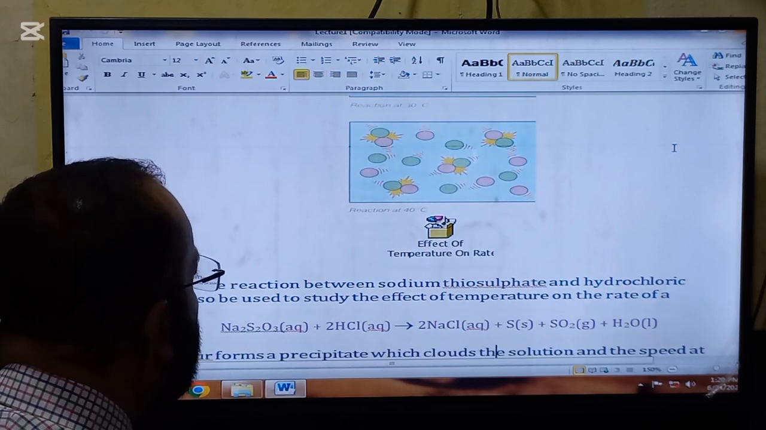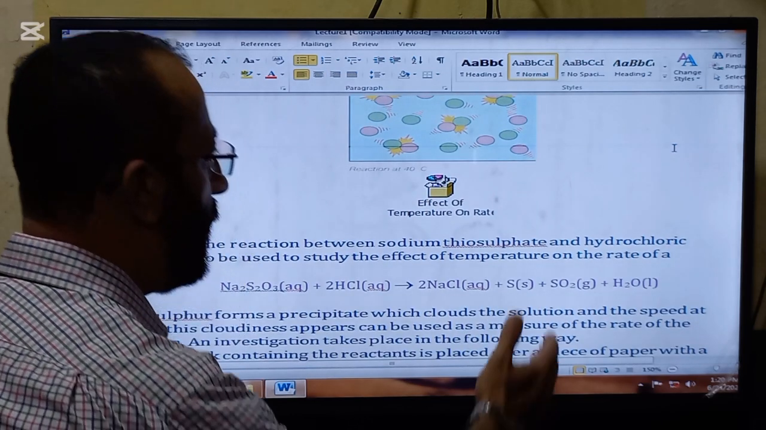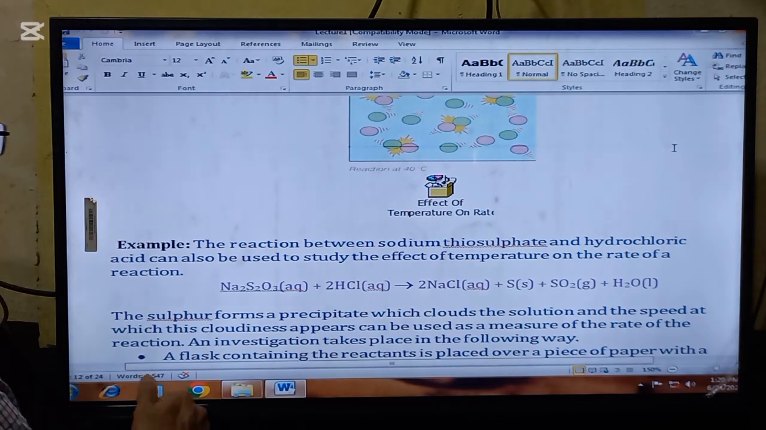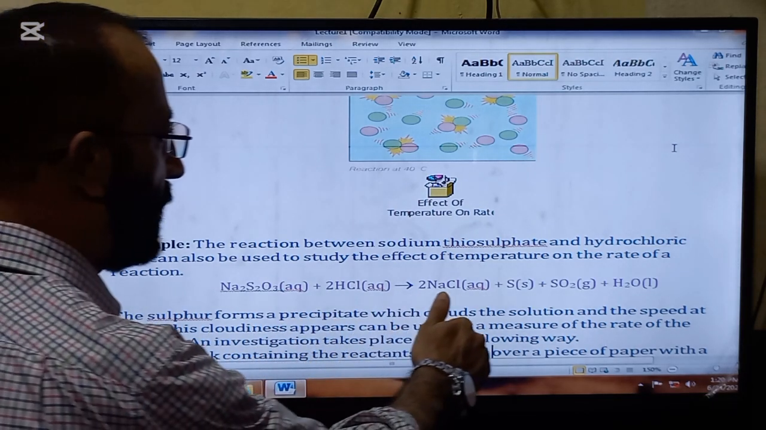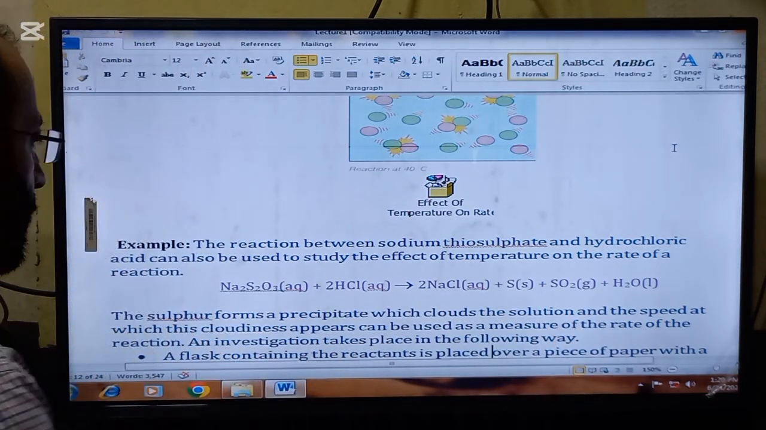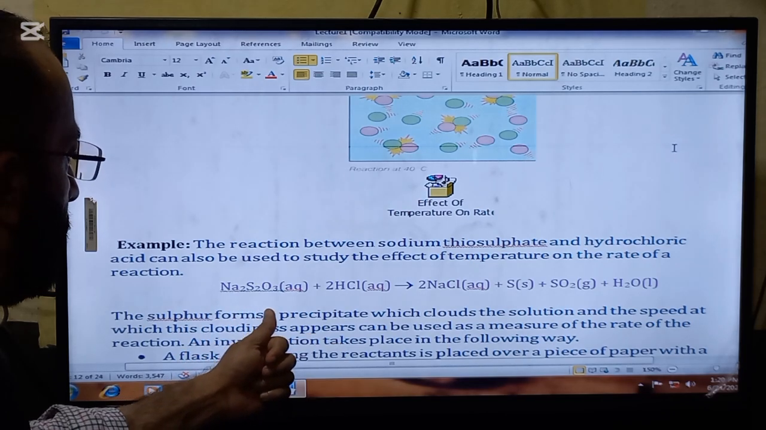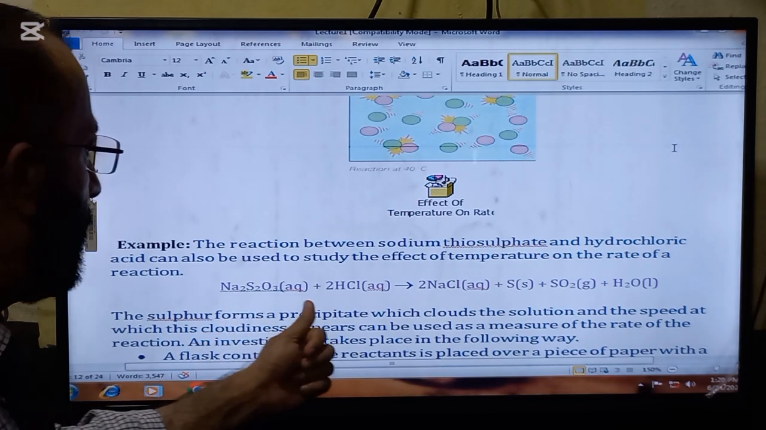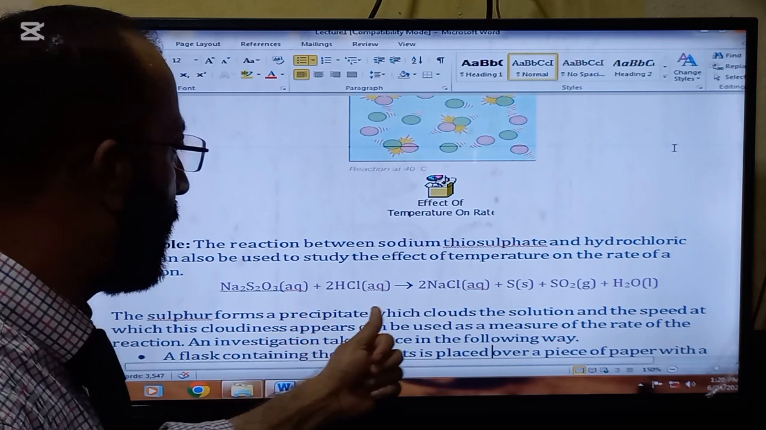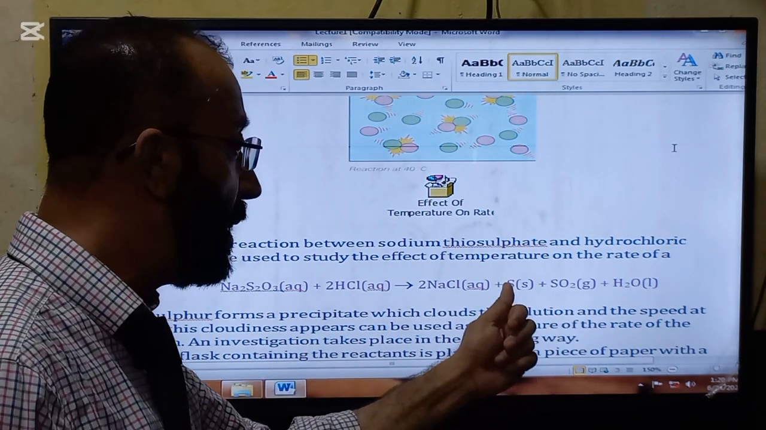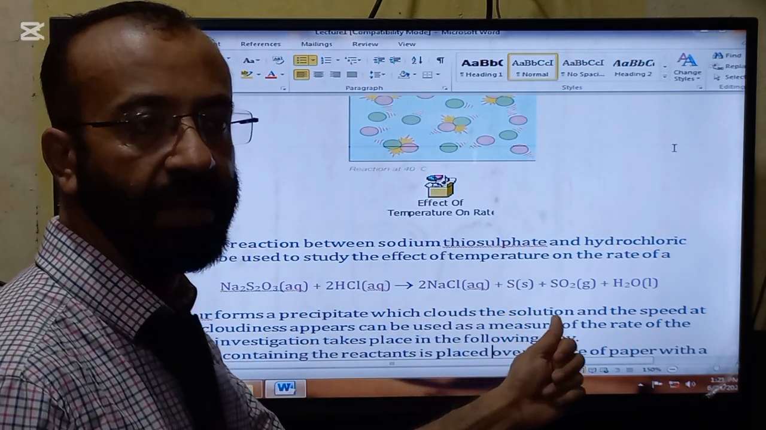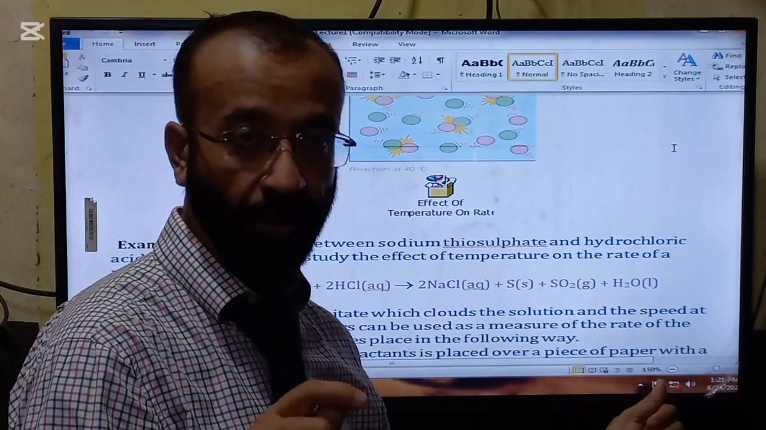the reaction between sodium thiosulfate and hydrochloric acid can also be used to study the effect of temperature on the rate of the reaction. So this is the reaction: Na2S2O3, that is sodium thiosulfate. HCl is reacting with it and making some products. Here is the product that is under question.